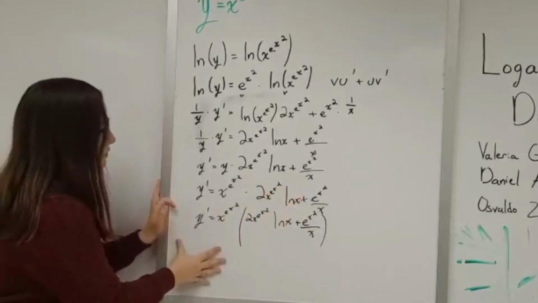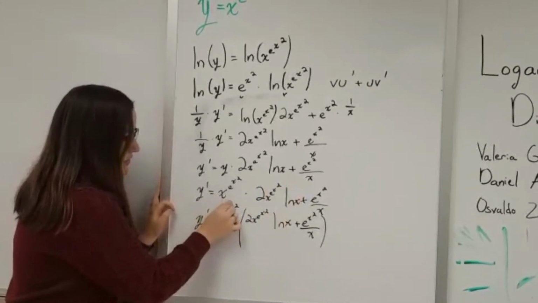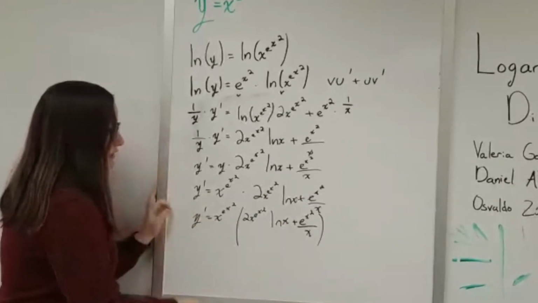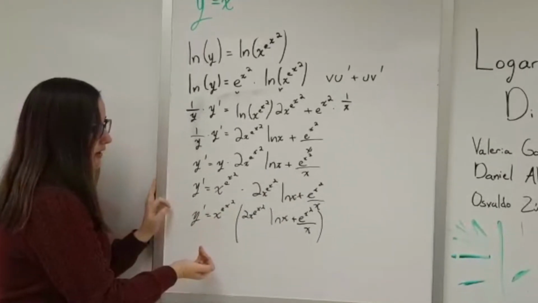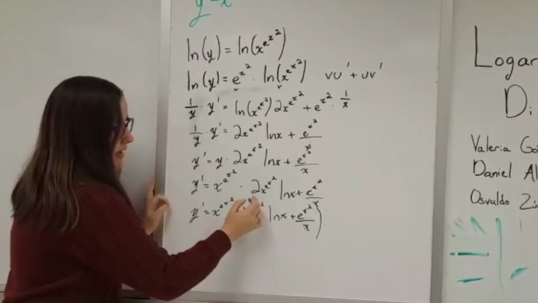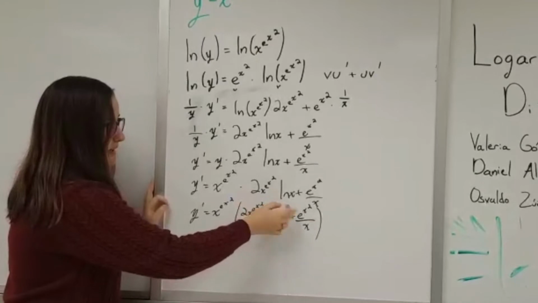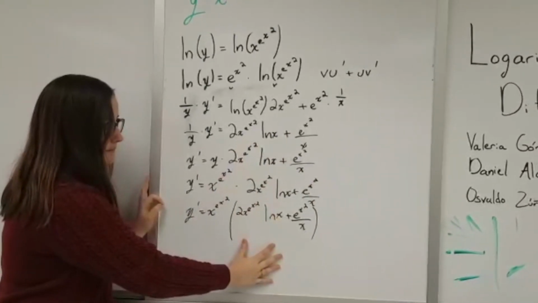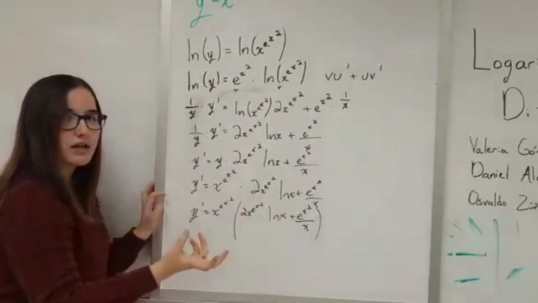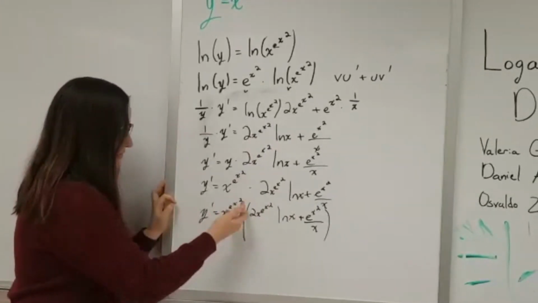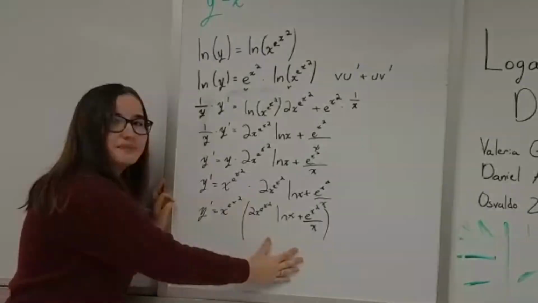And at last, what we're gonna do is that this function is like the common factor of the whole expression. So we're gonna take it out of parentheses, and inside the parentheses we're gonna have the function we had from the product rule, but now with the common factor of x to the e to the x to the 2, and that's our y prime.